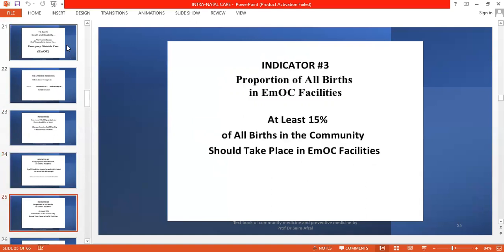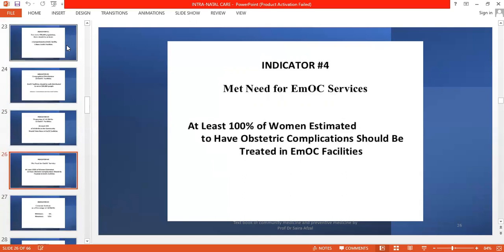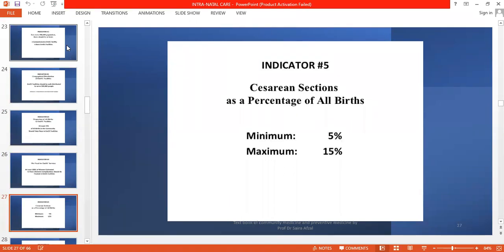At least 15% of all births in the community should take place in EmOC facilities. Met need: 100% of women estimated to have obstetric complications should be treated in EmOC facilities. And the percentage of cesarean sections in all the health facilities where EmOC services are available should be a minimum of 5%, and the maximum ratio should be 15%.